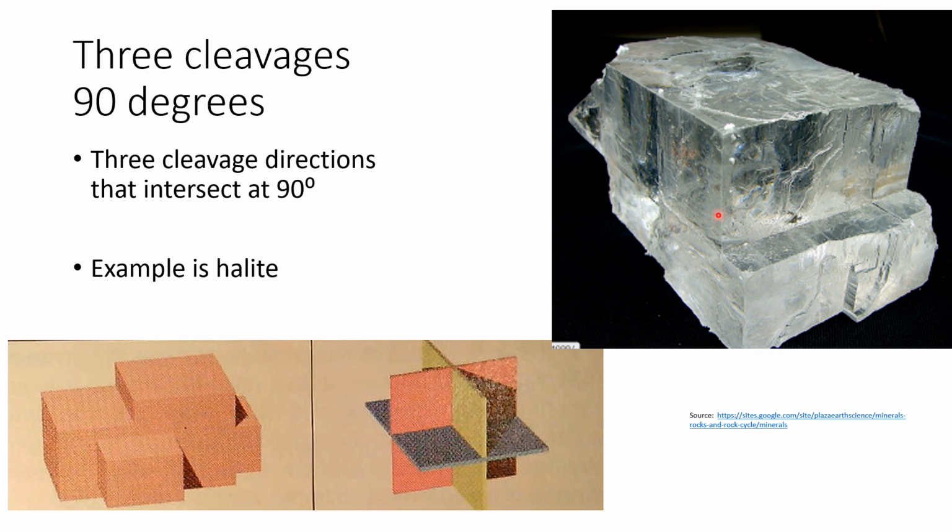Halite, on the other hand, has, this is the top surface, that's a plane. Then you got this side over here on the left, that's a plane. And then this side in the front, that's another plane. And those 3 planes intersect each other. You can see it here in the diagram at 90 degrees. And that's an important characteristic of halite.